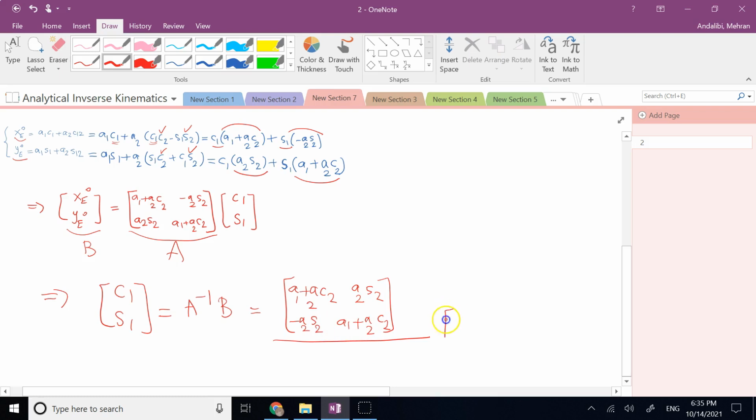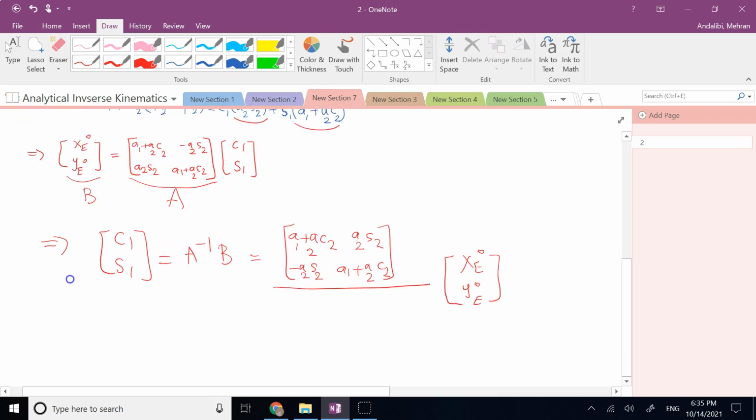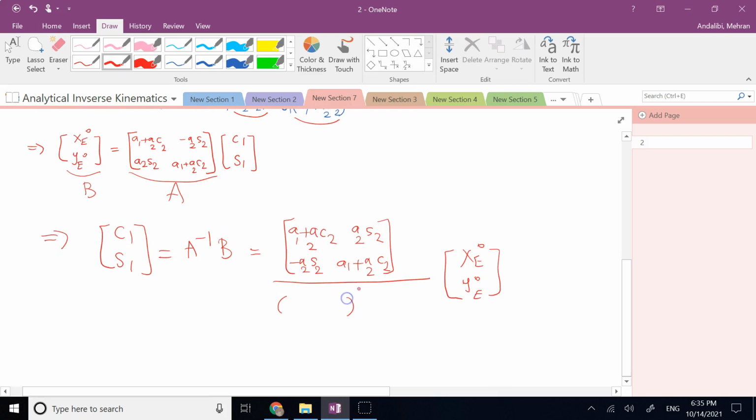And then we divide it by the determinant of the matrix, which in this case is the product of the diagonals minus the product of the anti-diagonal. They are the same term. There is another minus here, so it's going to make it plus, and then it's going to be A2 squared. This one is A1 plus A2 C2 squared.